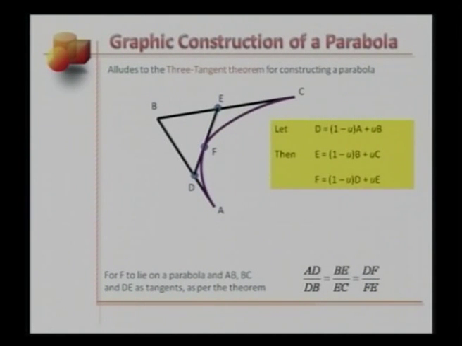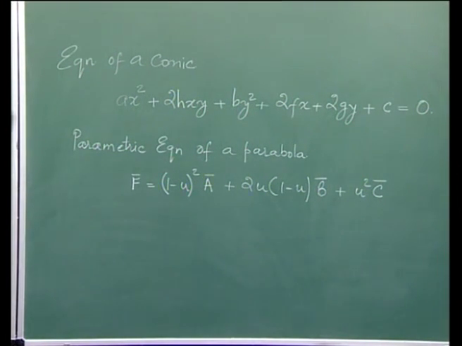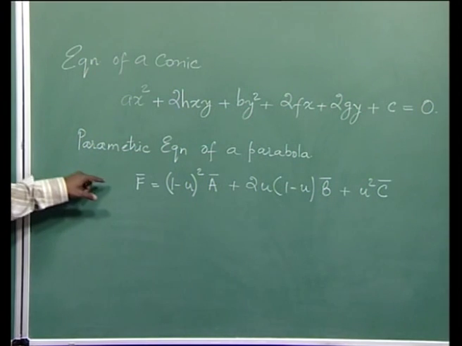And finally, F as (1 minus U) times D plus U times E. Again, the length ratios are maintained. If we substitute for D from here and for E from here, we will get F equals (1 minus U) squared times A plus 2U times (1 minus U) times B plus U squared times C. Once again, A, B, and C are position vectors of these three points. It would not be very difficult for us to figure using coordinate geometry that F would lie on a parabola. This may be one way to verify how point F would lie on a parabola.